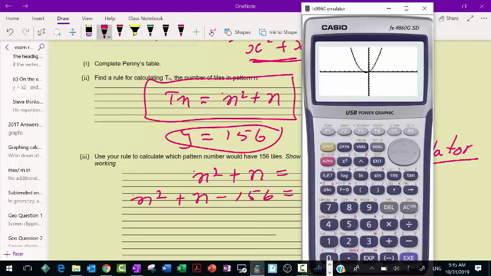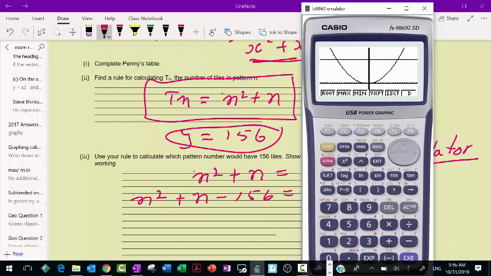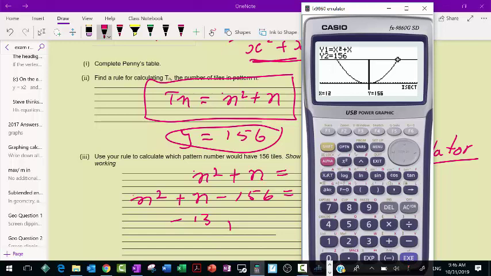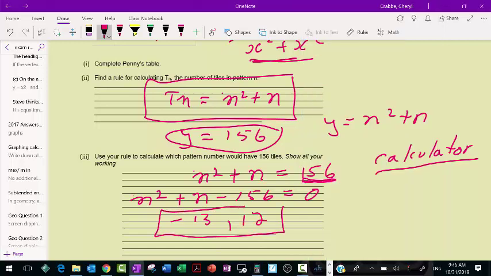Now you'll see, oh my God, it doesn't show anything. So what you have to do is go to your zoom function and zoom auto, starting to work. So you're going to have to play with your zoom function until you can see the point of intersection. You can see that that line, that's the 156 line, cuts the parabola in two places, here and here. So you would go Shift GSolve, and I want intersection points. So it intersects at -13, and it intersects at 12. That's the solution for that. That's one way of doing it.